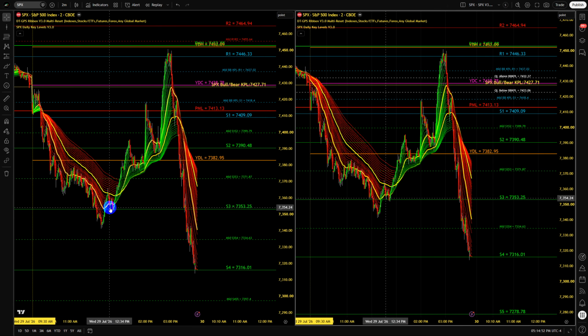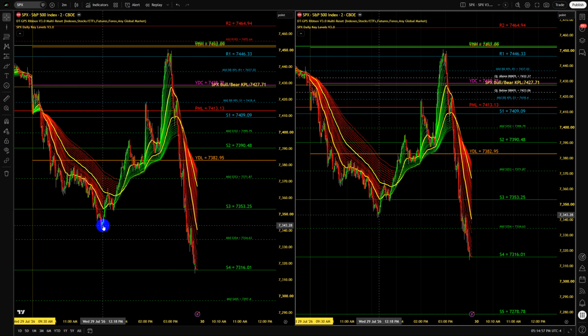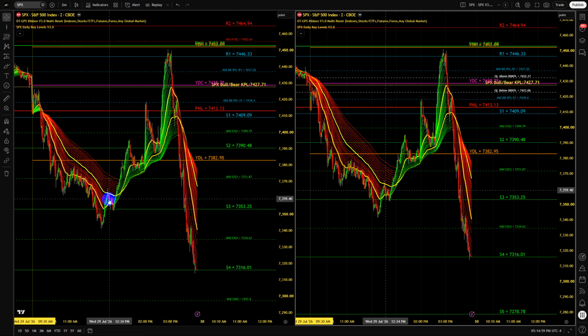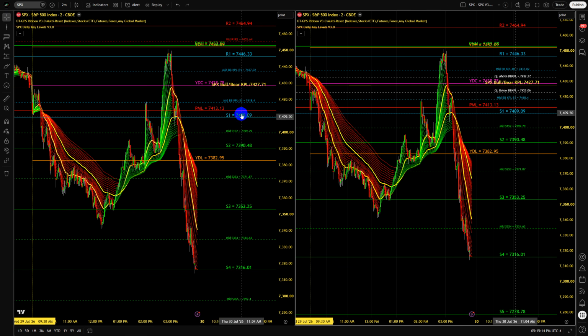Okay, so after this downdraft here to start off the session, during the lunchtime, we do get a turnaround here. And now that the transition starts in the ribbon, we're looking for a close above a contextual level or main key level. Main key levels, of course, are going to be the bull bear KPL, R1, R2, R3, R4, R5, and R6, or S1, S2, S3, S4, S5, S6.